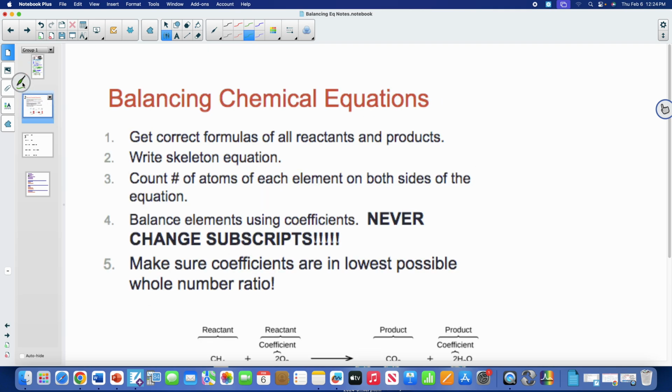So some rules for balancing, or not rules, steps. And the good news is these first 2 steps, the correct formulas of reactants and products and then the skeleton equation, are most likely going to be given to you, and then you have to balance. So really 3, 4, and 5 are what we're going to focus on.